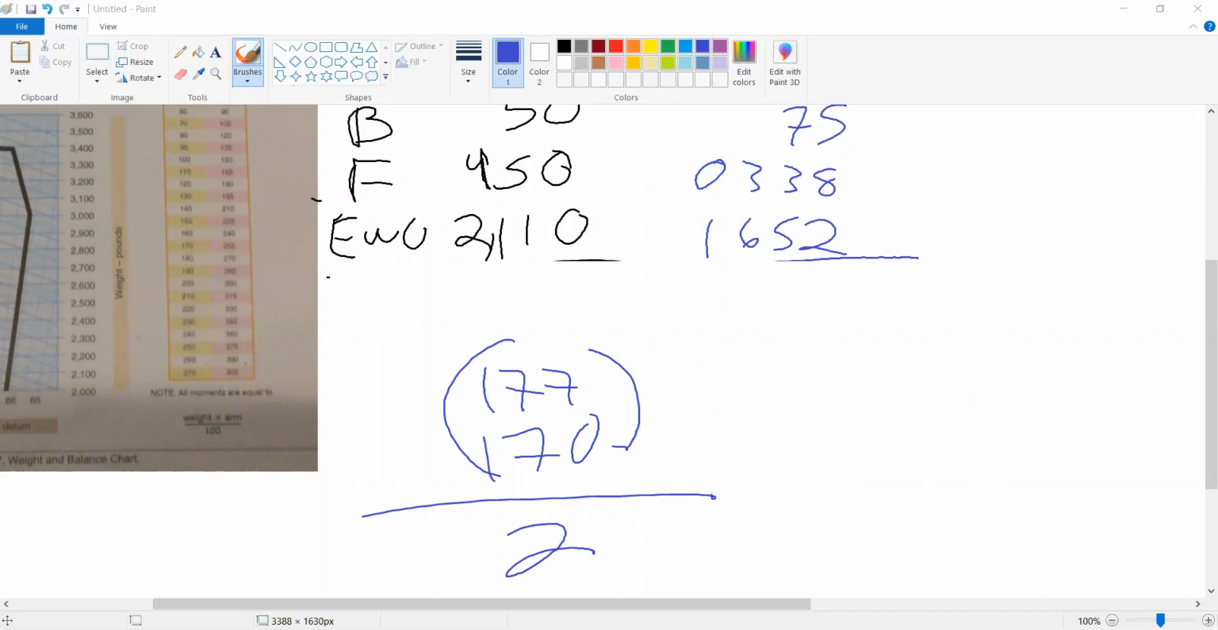Oh, I made a mistake. I'm prone to making small mathematical mistakes. This should be 190. Anyway, so we have 177 plus 190 equals 367 divided by 2. We have 183. Okay, the book has a higher number. Let's see what we can do.